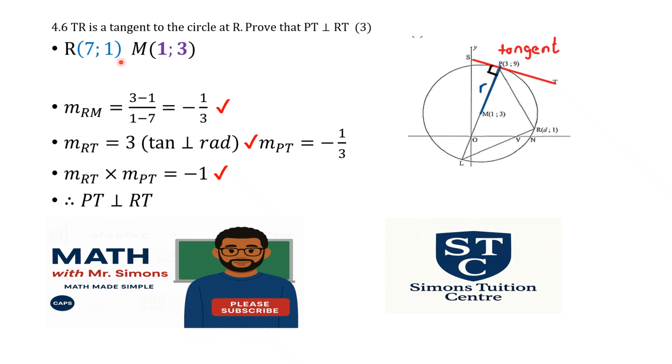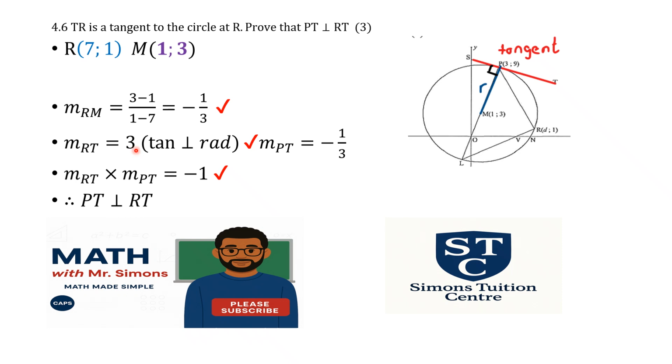Gradient there would be 3 minus 1 over 1 minus 7, which gives me 2 over negative 6, which becomes negative 1 over 3, 1 mark. So my gradient of RT should then equal 3, right, if it's a tangent to the circle, because tangent is perpendicular to radius. Right, PT and RM automatically should be parallel to each other. Based on what we solved previously, they are 90 there at that point, and 90 plus 90 would give me 180. So if they are parallel, they have the same gradient. Right, so RM and PT have the same gradient.